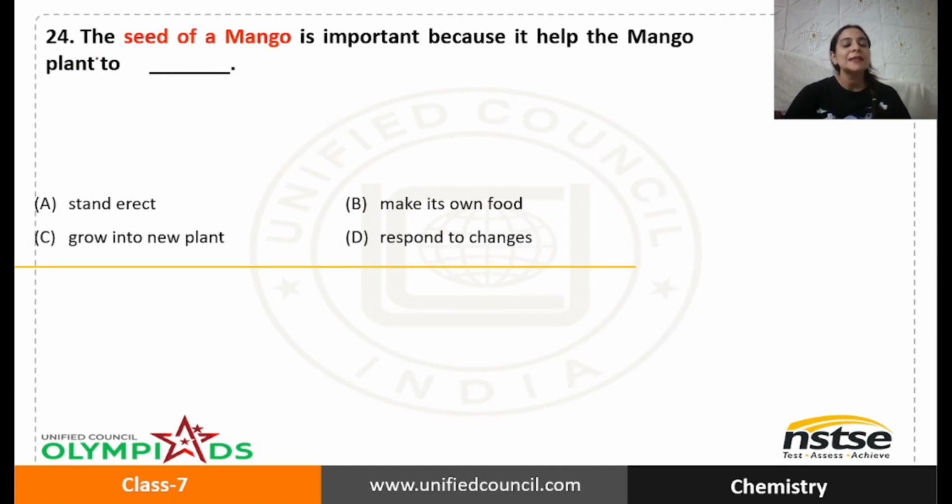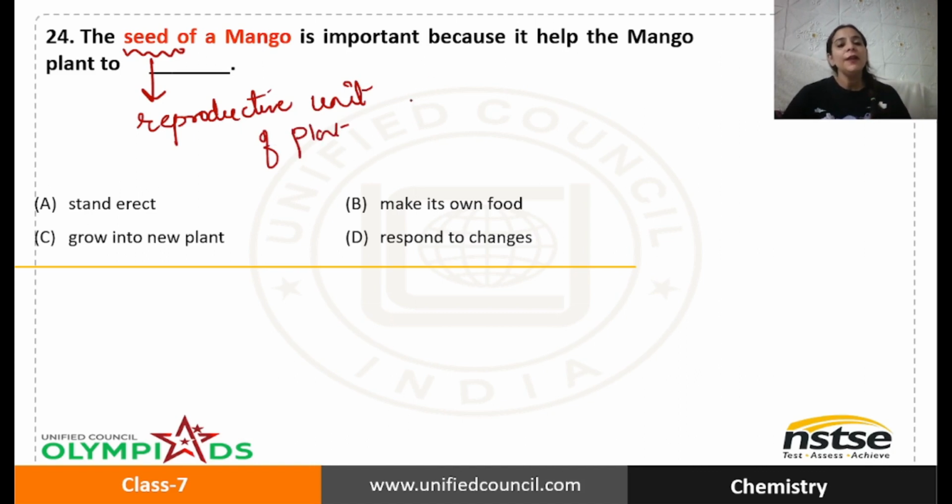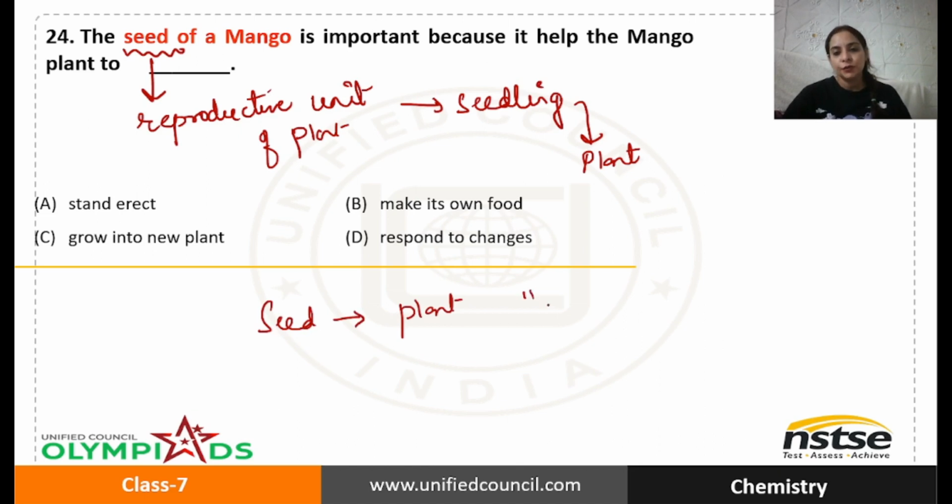Okay, the next question says, the seed of a mango is important because it helped the mango plant to dash. And we have 4 options already given. Now if I talk about seed, I hope you all know a seed is the reproductive unit of a plant. Whenever a seed gets favorable conditions, it starts growing and forms a seedling, and the seedling finally forms the fully grown plant. This process, the conversion of seed to plant, we call germination.